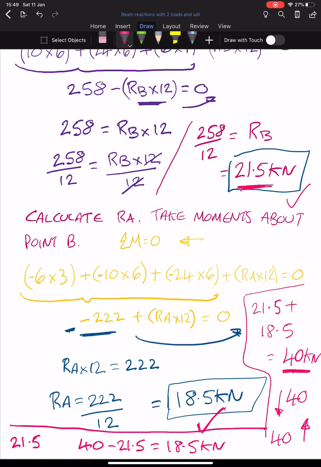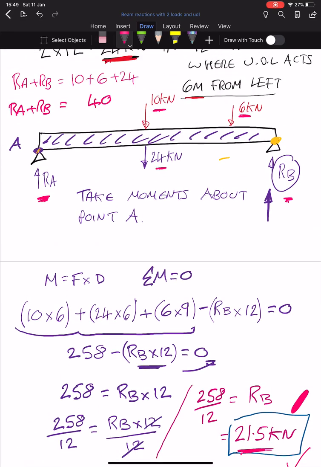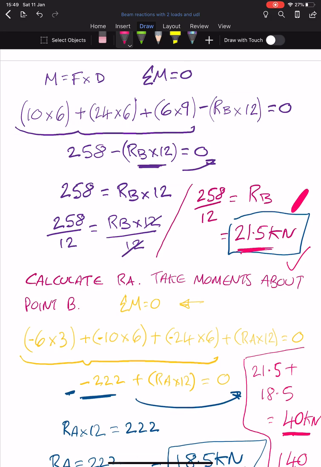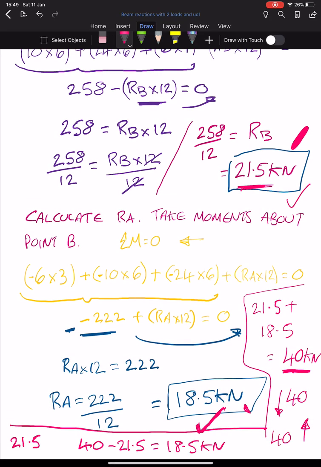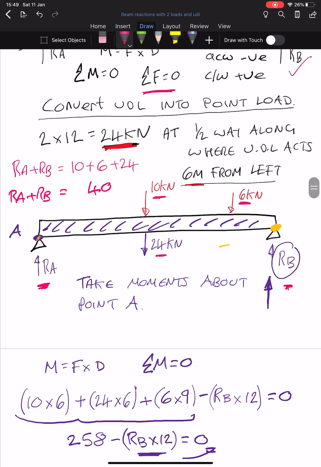The only problem with doing it that way is if this 21.5 here was incorrect, then this would be incorrect. So the best way to do it is do it like I've done. Take moments from both sides, point A and point B. The only difference is you're going to get anti-clockwise and clockwise on each side. And then just to check, just add them both up. So 21.5 plus 18.5 gives you 40. And then just check that there was 40 coming down, which there was in my case.